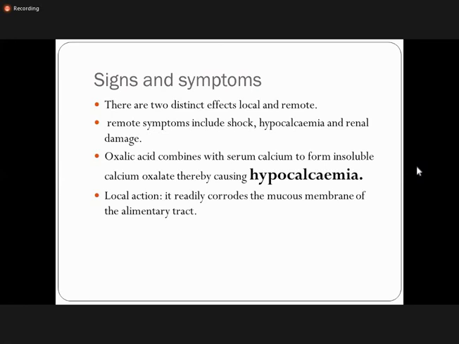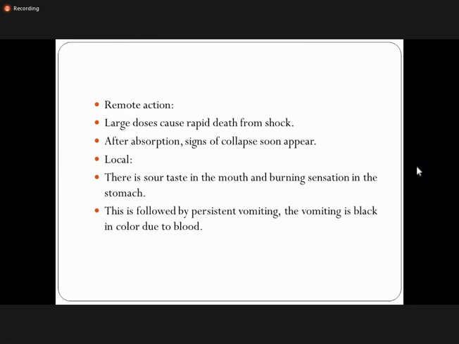They go to the kidneys to get filtered out, and they just damage and cause havoc in the kidneys, right? So let's talk about the remote action. Firstly, there can be shock that can lead to death. After absorption, the signs of collapse or shock soon appear.